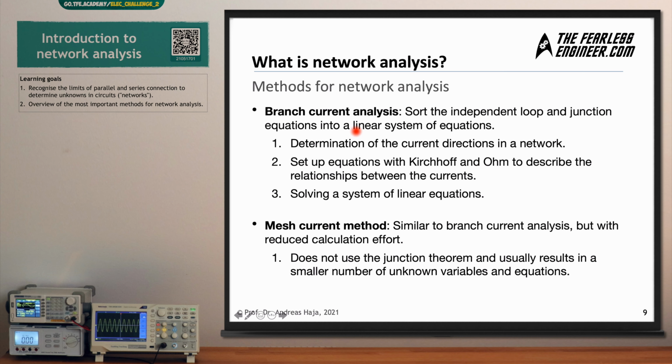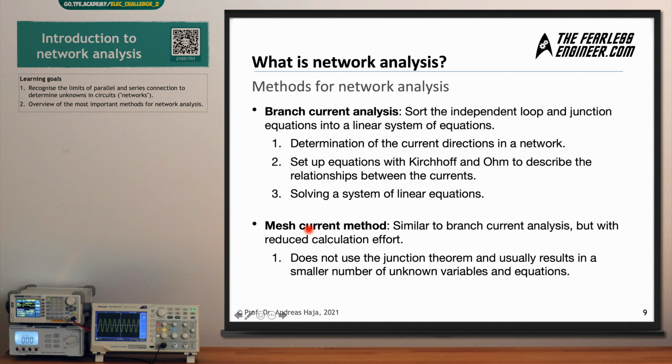So the first step in this branch current analysis is the determination of the current directions in a network. Then we set up equations using Kirchhoff and Ohm to describe the relations between the current flows. And then resulting from this step 2, we have a set of linear equations which we can solve with the standard methods for solving linear equation systems, which there are in mathematics. The Gaussian rule, for example, or the Kramer rule, there are plenty of possibilities to solve such a network.